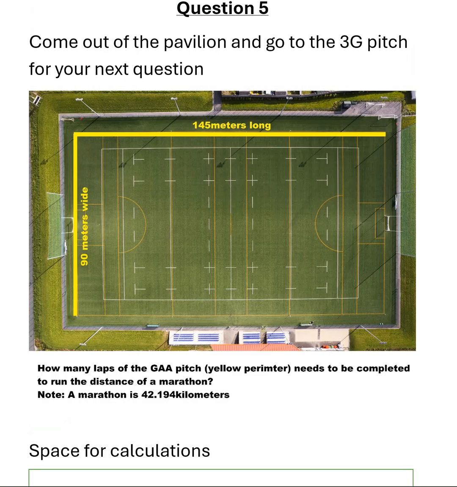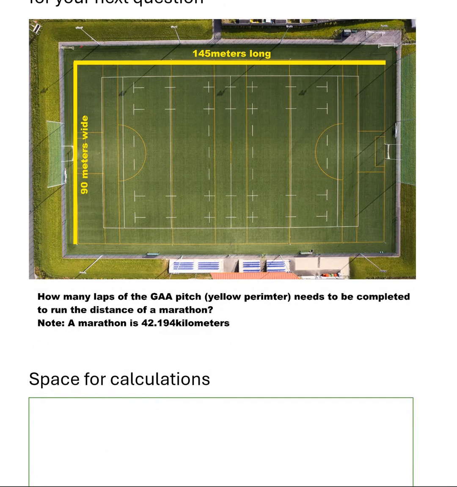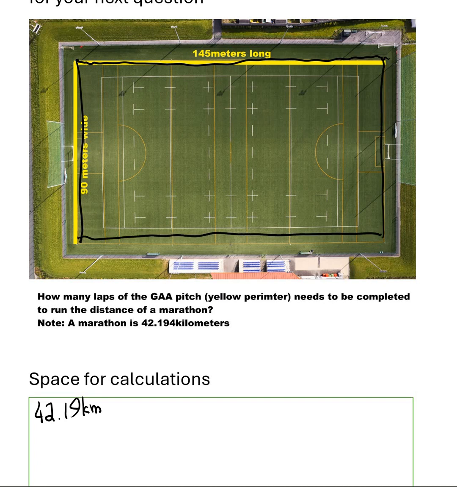Next question is regarding the Feathertown Park field. And it asks how many laps of the GAA pitch, the yellow perimeter, need to be completed to run the distance of a marathon. And a marathon is 42.19 kilometers. So the first thing we do is find out how many meters the perimeter of the pitch is. To do that, we add the length, and then the width, and then the length again, and then the width of the pitch. Because the perimeter is all 4 sides added up together.